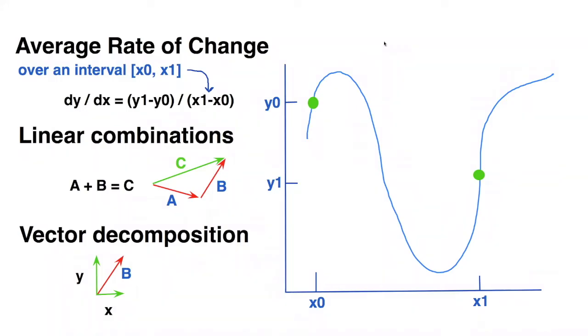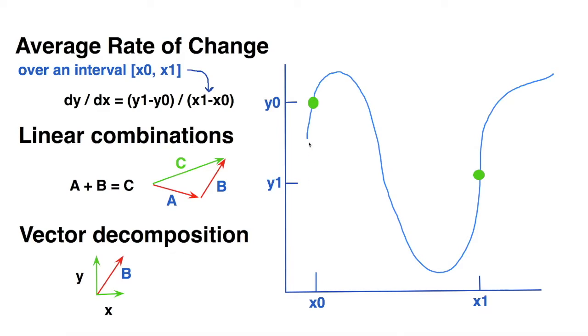This is a quick video to explain three terms that often show up in linear algebra and vector calculus. That's average rate of change, in particular, of a function over an interval, linear combinations of vectors, and vector decomposition.